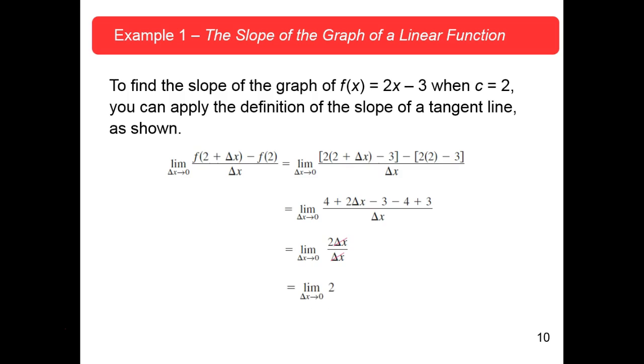The limit of 2 as delta x approaches 0 is 2. There's your limit. There's your slope of your line, 2. You could have looked at it and told that was the slope of the line. Make sense? All right.